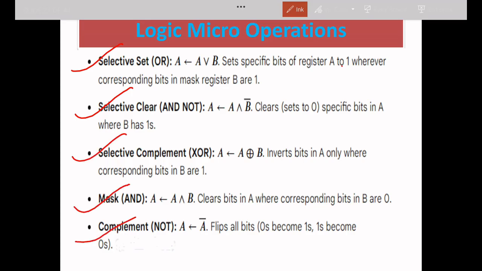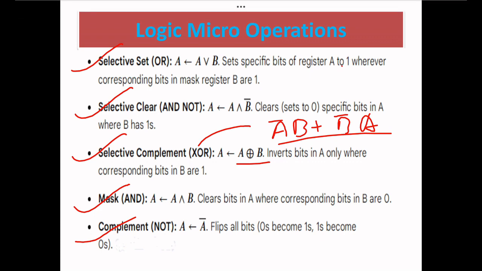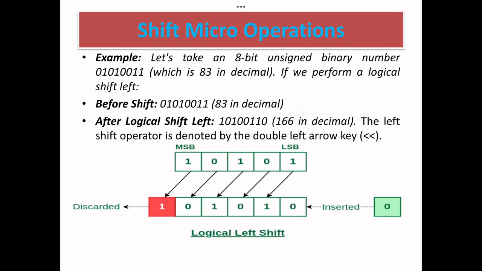Okay, if you know, XOR means this symbol; that is the meaning of A dash B plus B dash A. Okay, you already know. Similarly, also the OR operation. So these are the logic micro operations.